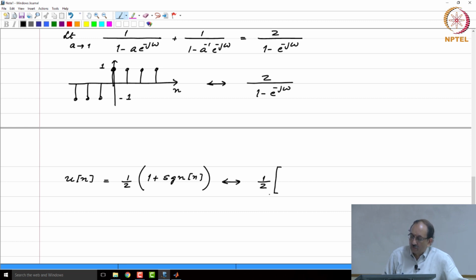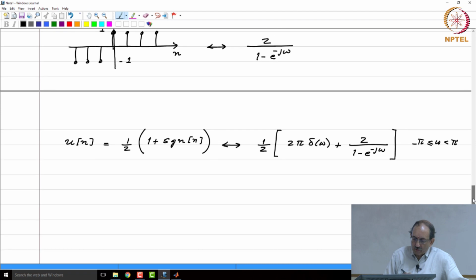transform of 1 is 2 pi delta omega, plus this of course is 2 by 1 minus e to the minus j omega, and because delta of omega is sitting here, we have to qualify this by specifying the range, or if we had replaced delta of omega by delta tilde, we need not have written this. So, this immediately becomes pi delta of omega plus 1 by 1 minus e to the minus j omega.